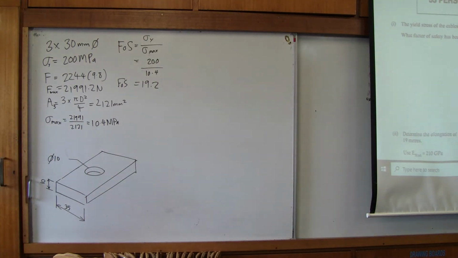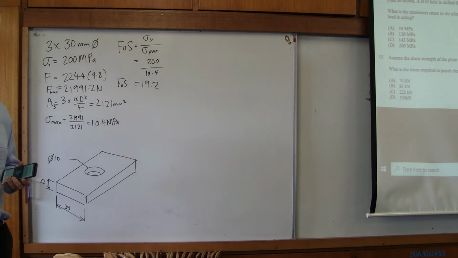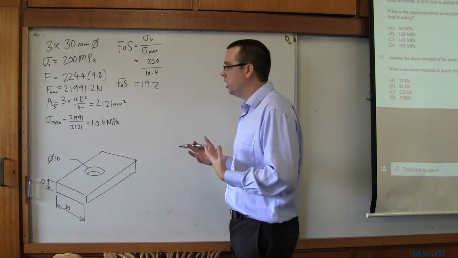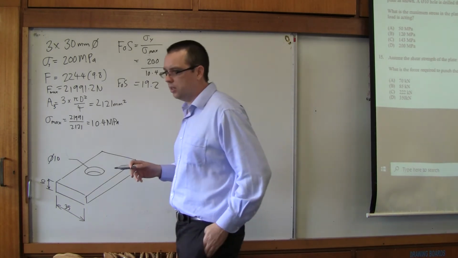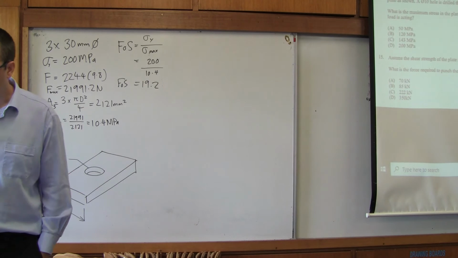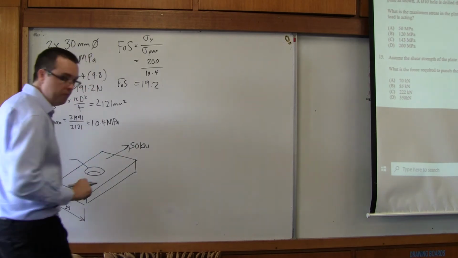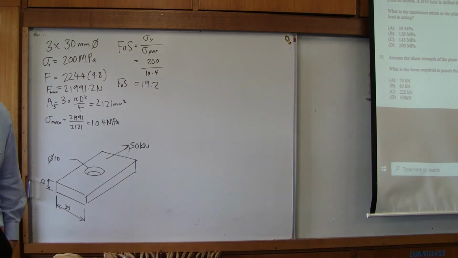This is from the trial we did in 2013. I think it's a very hard question, but it's worth going through. I'm going to read the question out. A 50 kilonewton load, which I have not shown but the question does with an arrow, is applied to a 35 millimeter wide and 10 millimeter thick steel plate as shown. A 10 millimeter diameter hole is drilled through the plate. What is the maximum stress in the plate when the load is acting?